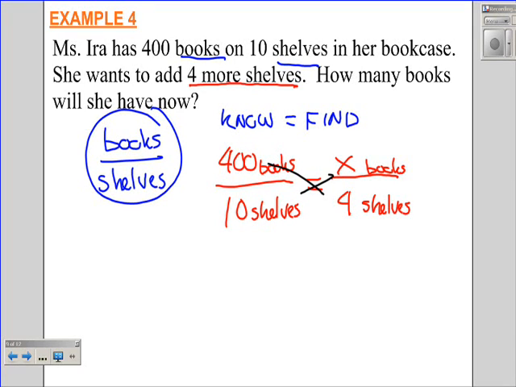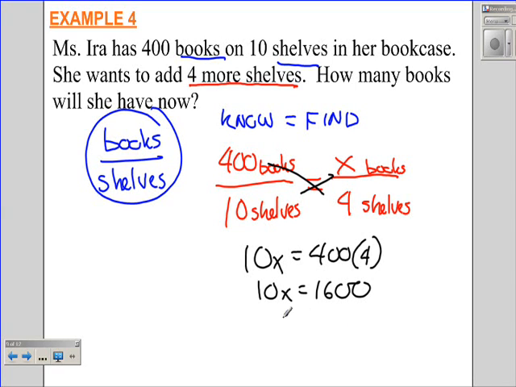So I'm going to cross multiply. 10 times x is 10x. 400 times 4 on this side. So I have 10x equals 400 times 4 is 1600. And divide both sides by 10. And x equals, just kind of get rid of one of those zeros, and x equals 160 books.